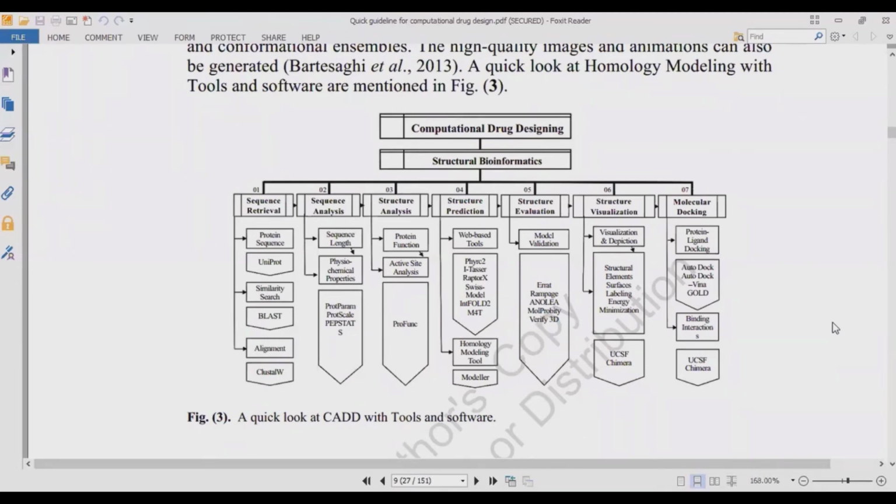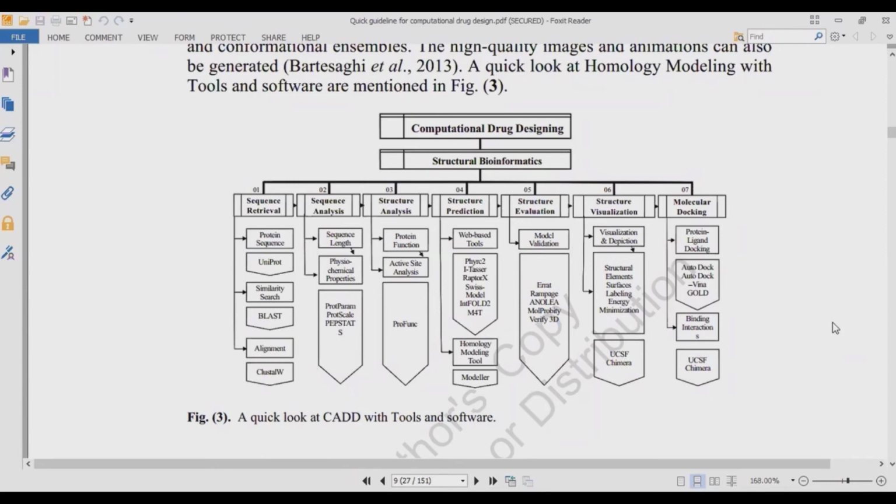Then we have chapter number 7, molecular docking. There are many kinds of docking: blind docking, targeted docking, flexible docking, rigid docking, protein-protein docking, and protein-ligand docking. Actually, what is docking? To dock one molecule or compound with another, a targeted sequence. This is known as docking.